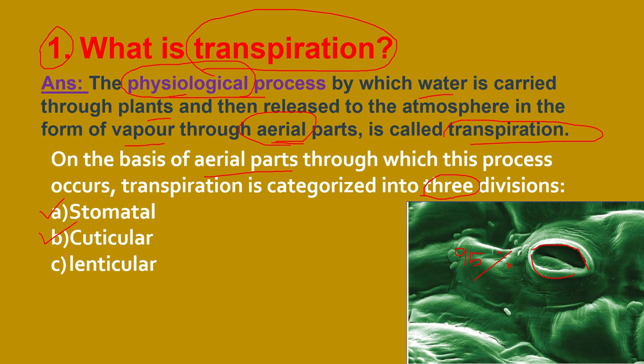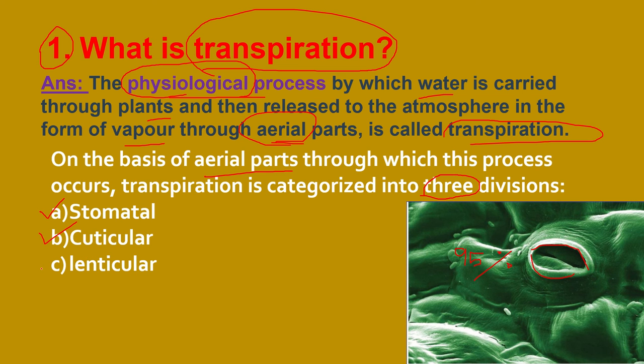Next one, that is cuticular. Cuticular is the cutin on the epidermal layers of the plant, especially on the upper and lower surface of the leaf. This layer is called the cuticle.